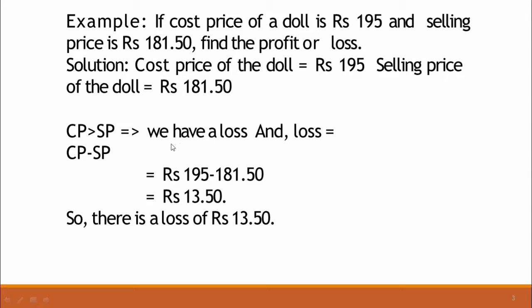So at this stage we have a loss, and the loss can be defined by cost price minus selling price. The cost price is 195 and the selling price is 181.50. Subtracting 181.50 from 195, we obtain 13.50. So there is a loss of 13.50 rupees.